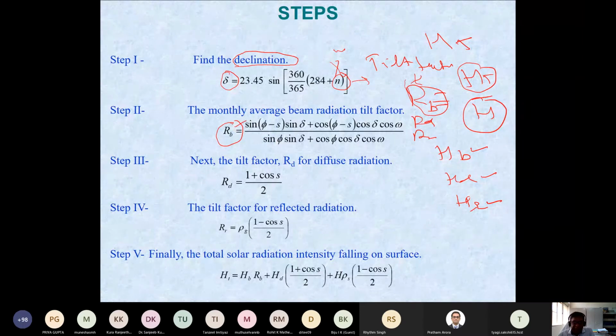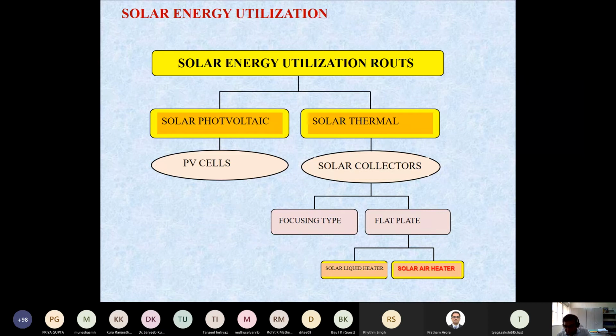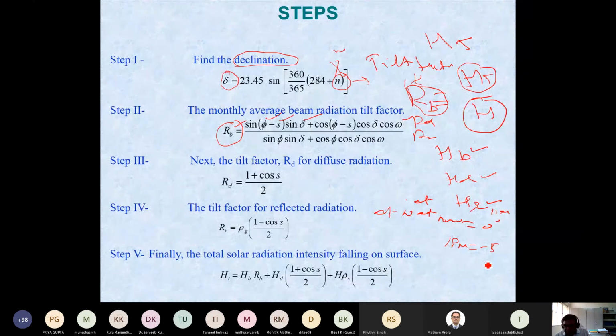But you can remember that RB will involve the sine of phi. Phi is the latitude, S is the tilt angle, D is the declination, and omega is the hour angle. This omega value is also a determined value. Omega at noon is 0 degrees, at 11 a.m. it is plus 15, at 10 a.m. plus 30, like this. At 1 p.m. its value will be minus 15, and at 2 p.m. it will be minus 30, like this.